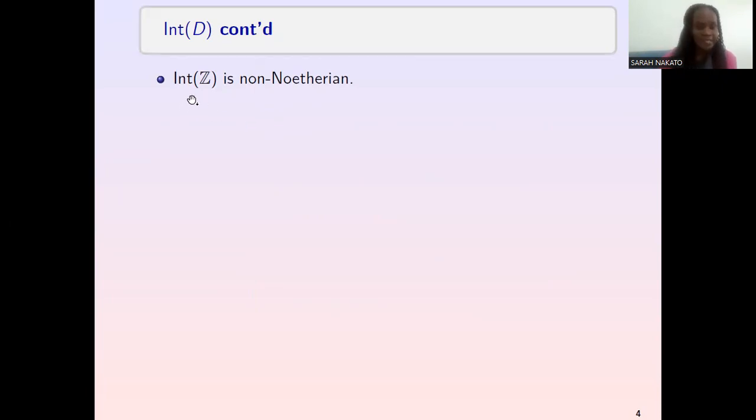For example, Int(Z) is non-Noetherian. Not all the ideals are finitely generated, and actually one can construct an ascending chain that never terminates. That ascending chain is actually the ascending chain for the binomial polynomials. And more generally, there are other domains where Int(D) is non-Noetherian. For example, when D is Noetherian and one-dimensional, in the non-trivial case, Int(D) is non-Noetherian.